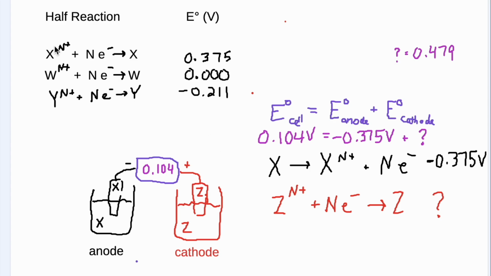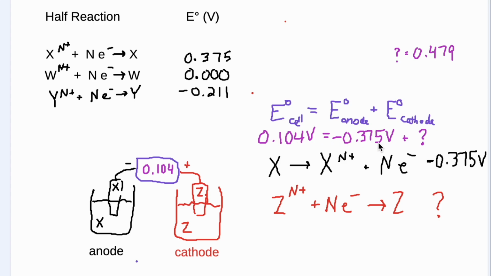So in our table, we figured out that X becoming reduced was a potential of 0.375. So this is the opposite. This is X getting oxidized, so this would actually be a value of negative 0.375. So when we look at our cell, the overall potential for the cell, 0.104 volts, we have to take the value of the anode, which is a negative 0.375. That's what's happening to X. And then question mark is what we're trying to figure out, the cathode. What is the value for Z?